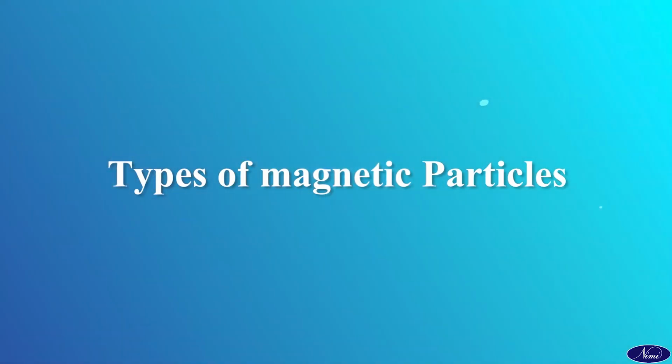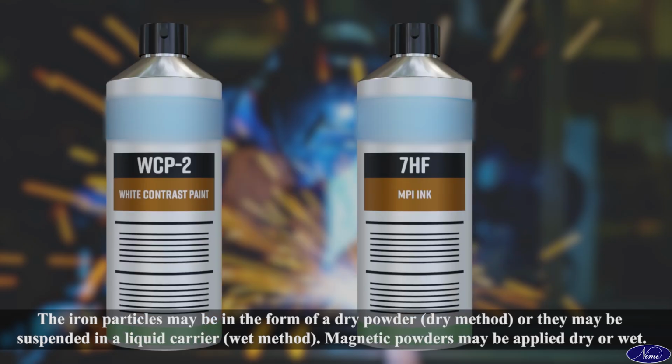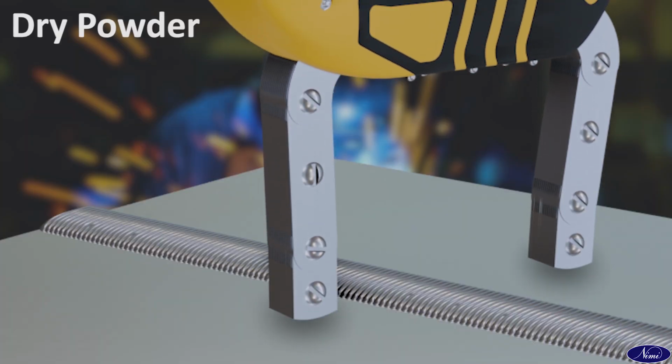Types of magnetic particles. The iron particles may be in the form of a dry powder, dry method, or they may be suspended in a liquid carrier, wet method. Magnetic powders may be applied dry or wet.